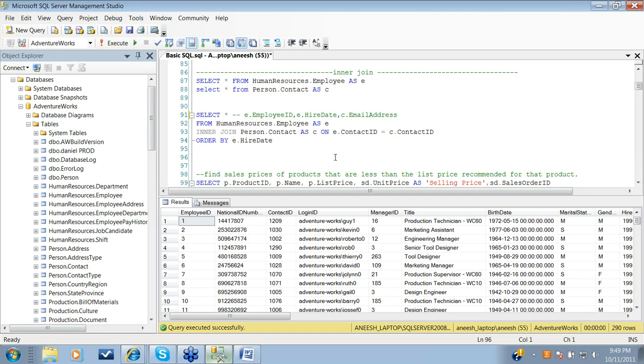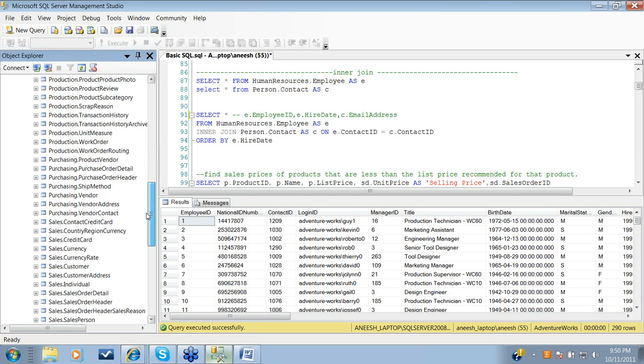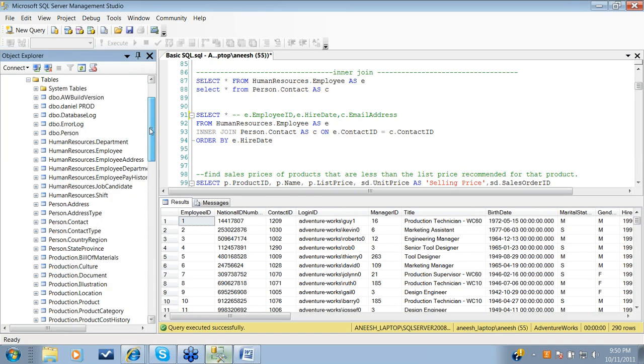And then the next statement says from human resources employee E. So you are inner joining, but where can I see the tables? Where you can see the tables? You have AdventureWorks installed, right? Yeah. So if you go to person, where is it? Okay, here you go. Person.contact and HumanResources.employee. These are the two tables we are talking about.